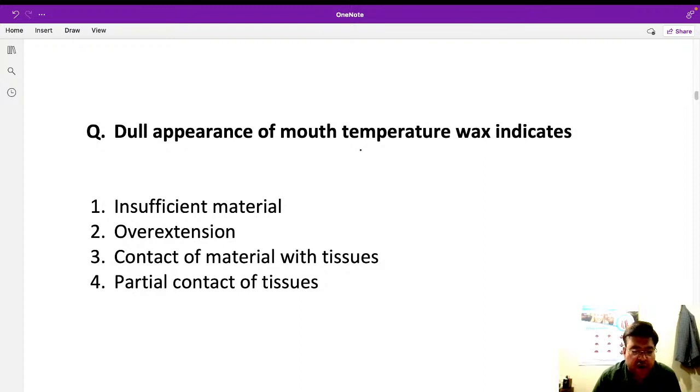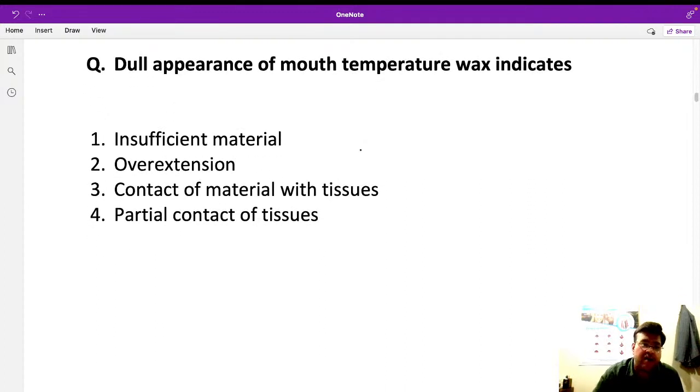What should be the answer of this question? I get a lot of doubts. I don't know why, but let me make this clear to you today as to how this appearance matters. So, dull appearance of a mouth temperature wax indicates what? See, that is why I was talking about here in this question.